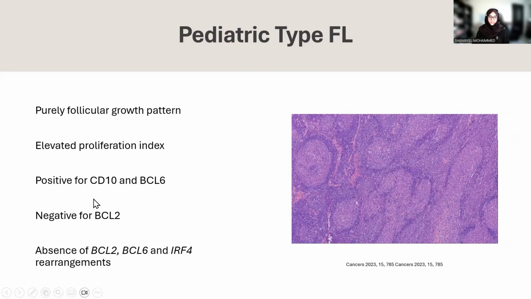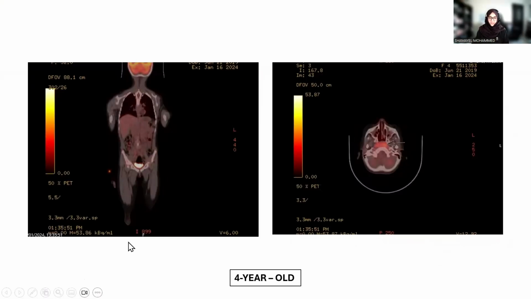They are positive for CD10 and BCL6 and negative for BCL2. They are characterized by absence of BCL2, BCL6, and IRF4 translocation. So as you can see here, this is where the problem arises. They have a follicular growth pattern, they have a high Ki67, and they are BCL2 negative. So all these can easily mimic a reactive germinal center, especially in a young child. So let's look at an example of a patient.